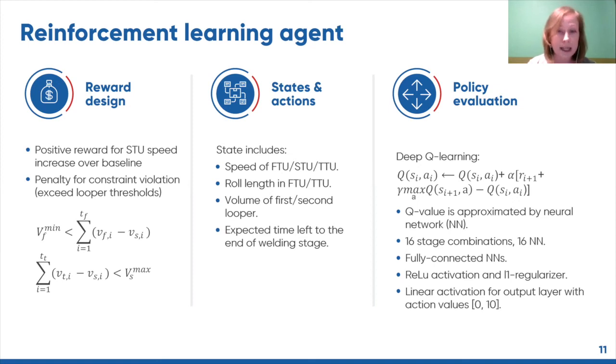And the last setting is a policy evaluation strategy. For our purposes, we used a deep Q-learning algorithm with a neural network as an approximation function for the Q value. So we decided, as Kseniia already mentioned, to build 16 separate neural networks to describe the behavior of the agent at every stage combination. Every neural network consisted of a fully connected architecture. We use ReLU activation and L1 regularizer for the inner layers and linear activation for the output layer with the action values in the range from 0 to 10.